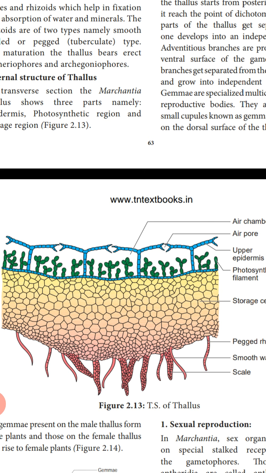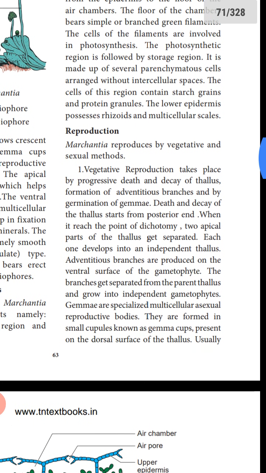Now below this region is the storage region. The storage region is fully made up of parenchymatous cells without any intercellular space. So the food prepared here is stored in the storage region in the form of starch. Now below this storage region, you can find numerous rhizoids, and scales you can see from the margins of the thallus. These rhizoids are either smooth-walled rhizoids or pegged-walled rhizoids. So this is the TS of the thallus, or the internal structure of the thallus is revealed by this TS.